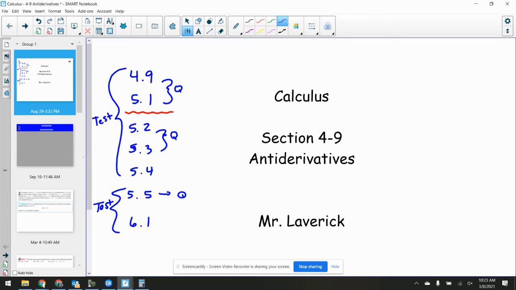So basically what's going to happen in section 4.9 and pretty much all of chapter 5 is what happens when I give you a function and I say that this is the derivative. How do you work backward to find your initial function? That's what we're going to be working with.